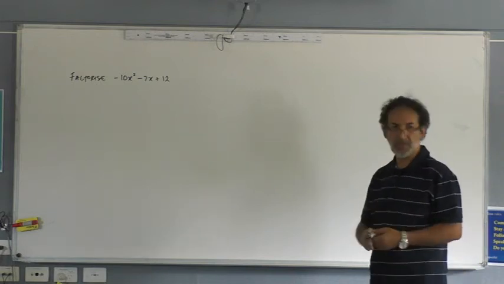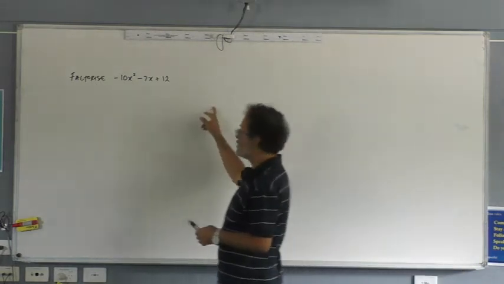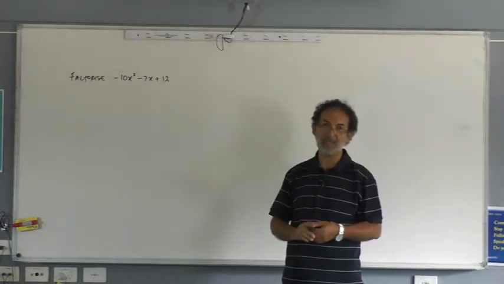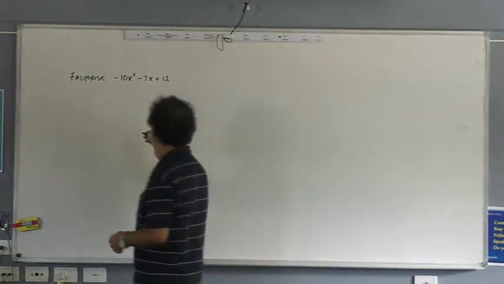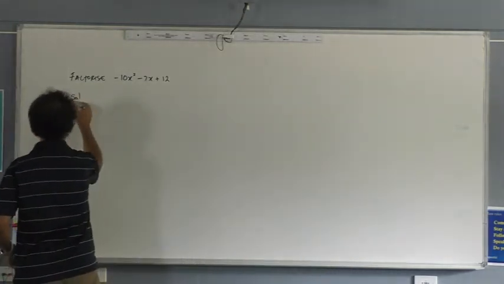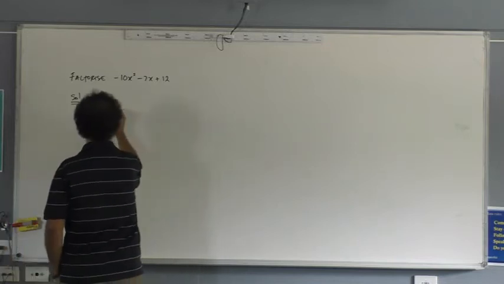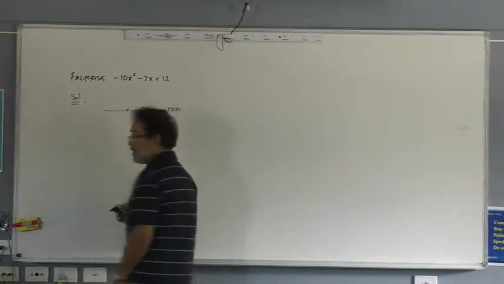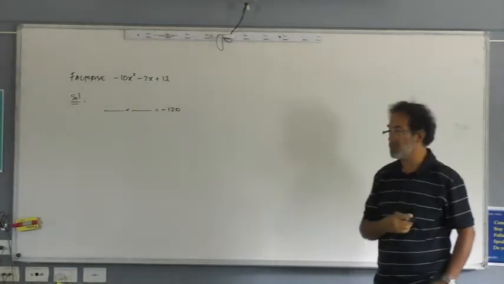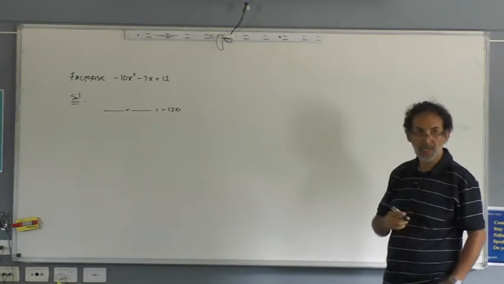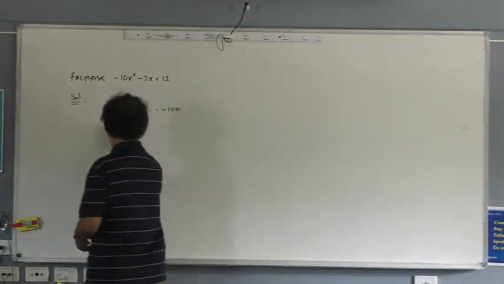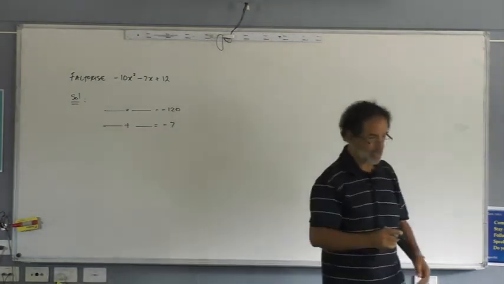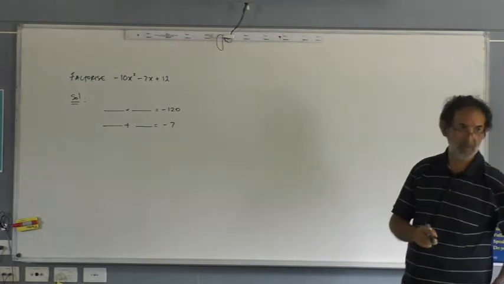All right, so we're going to continue with this factorization. I want to do one more question just to see that if you have a negative number in front of the x squared, it still works, okay? So we need to find two numbers that when you times them together is equal to negative 120, but when you plus them together, it's equal to negative 7. So you're going to have to find those two numbers.